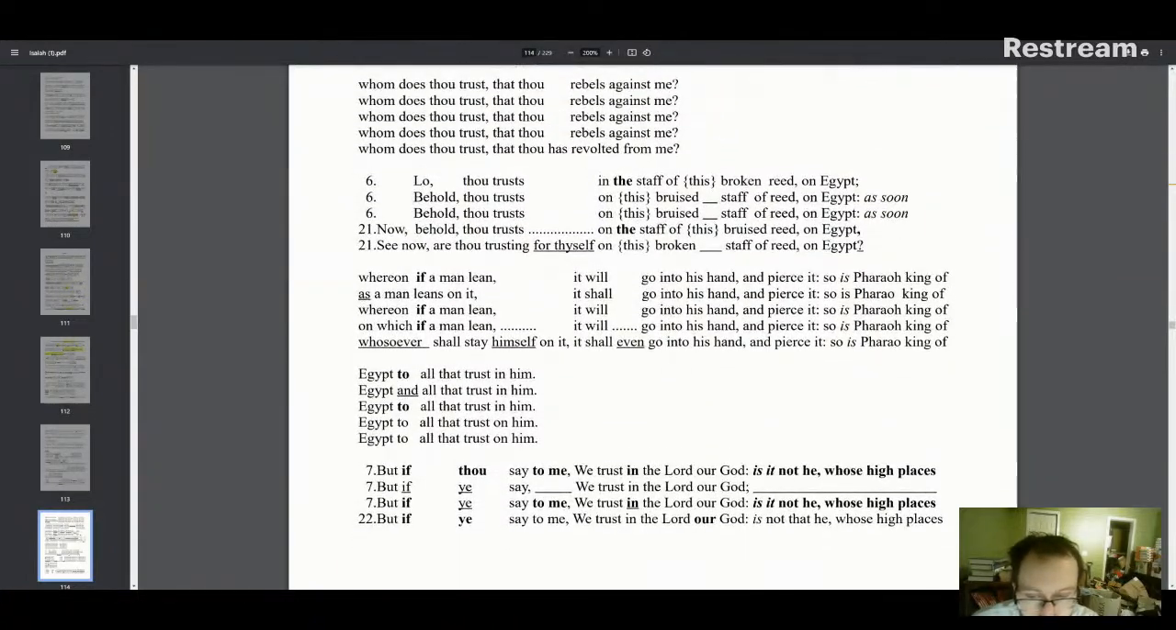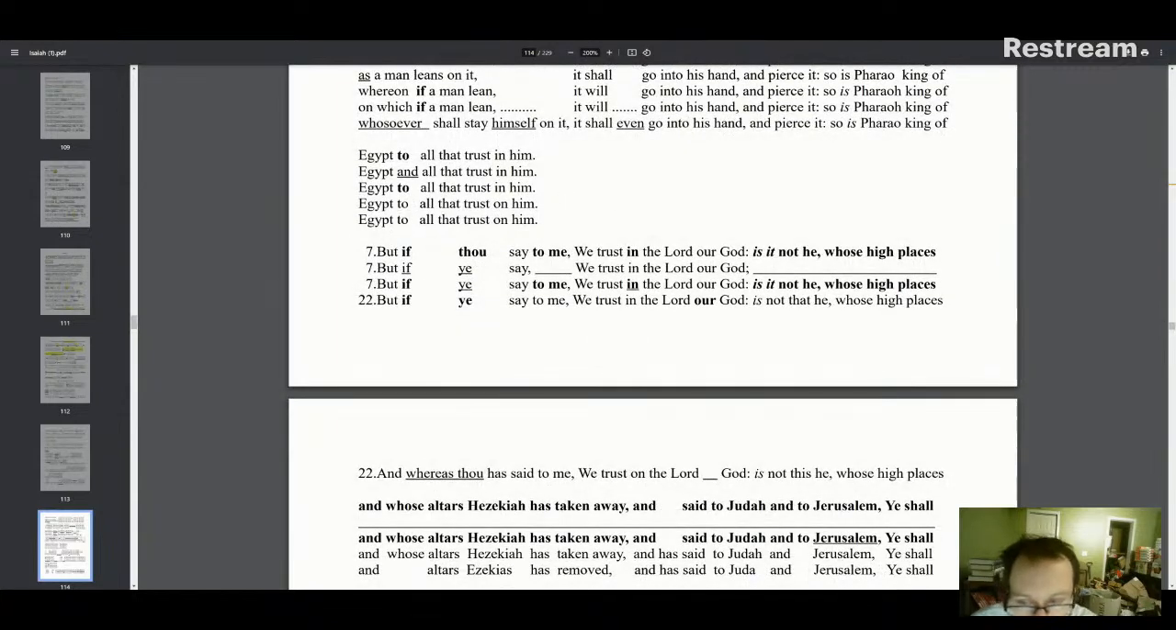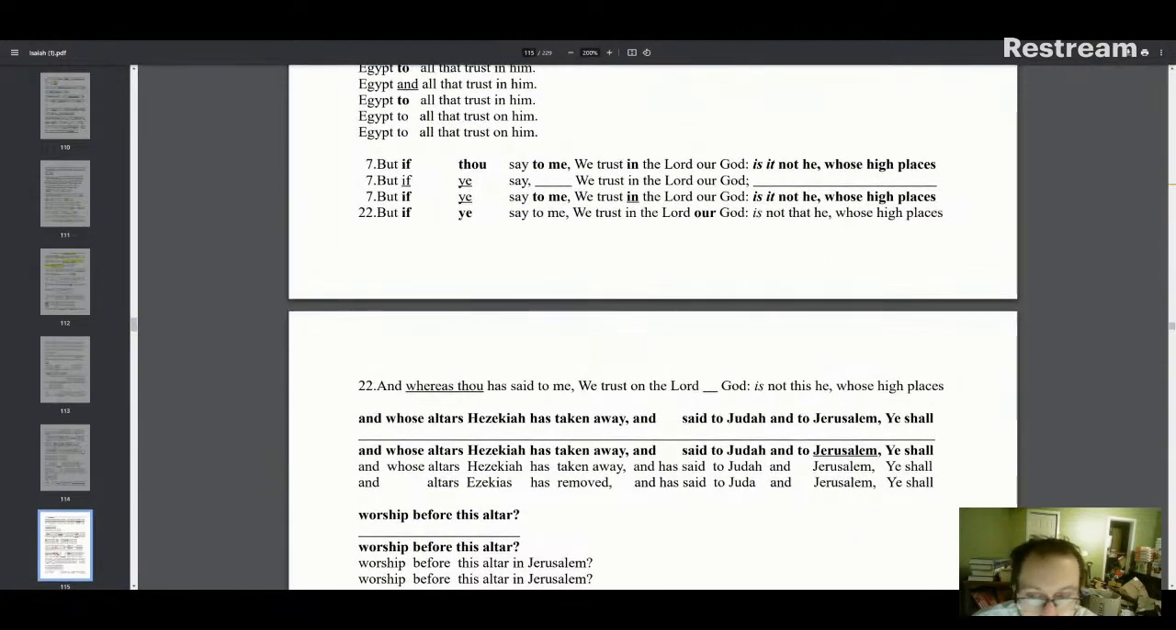Okay, let's continue here. As you can see, it's all the same text. "Say to me," once again, all the other versions say "to me." The Septuagint of Isaiah is the only one that doesn't. All the versions say "our God," except the Septuagint of 2 Kings. So "our God" is most likely the correct reading.